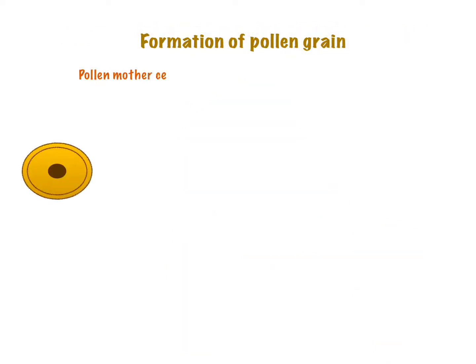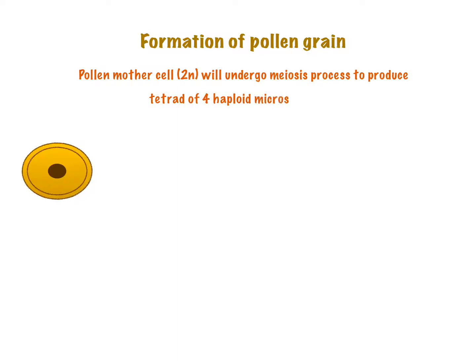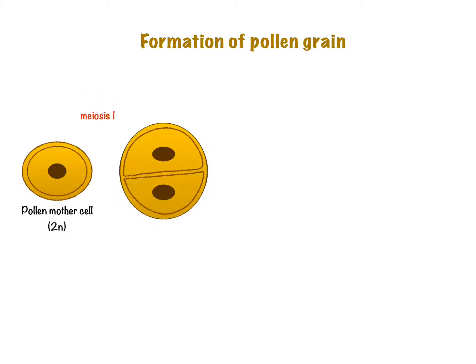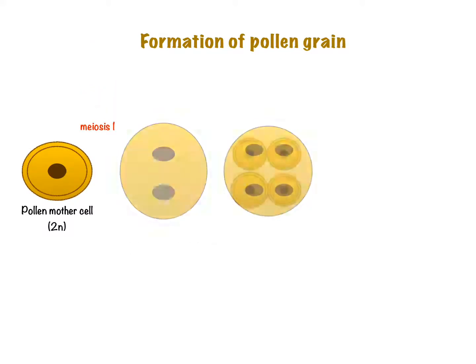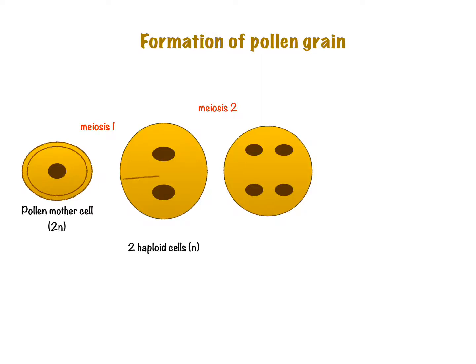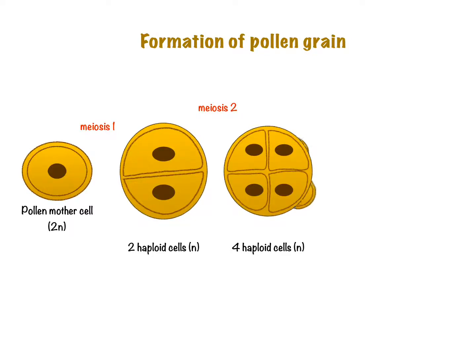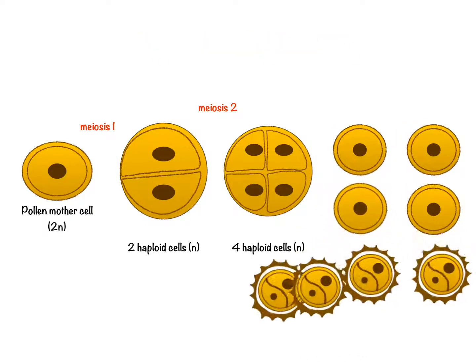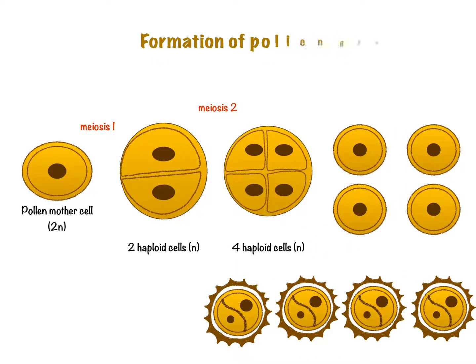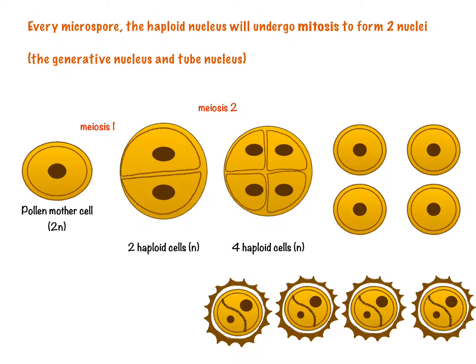Pollen mother cell 2N will undergo meiosis process to produce tetrads of 4 haploid microspore N. Every microspore, the haploid nucleus will undergo mitosis to form 2 nuclei, the generative nucleus and tube nucleus.